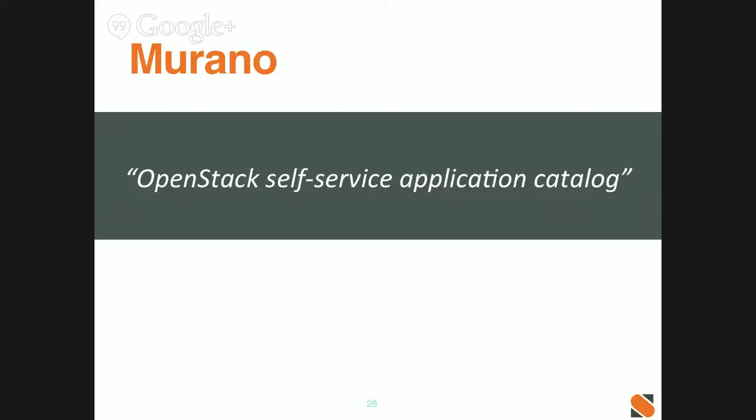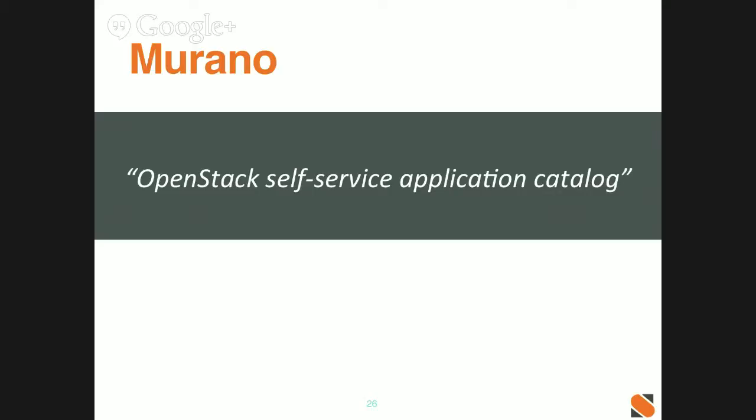Murano. Murano is an OpenStack self-service application catalog. It targets the cloud end users, including the less technical ones. If you're familiar with traditional enterprise service catalog applications like VMware vCAC or IBM Tivoli Service Request Manager or the likes, that's about what Murano is.